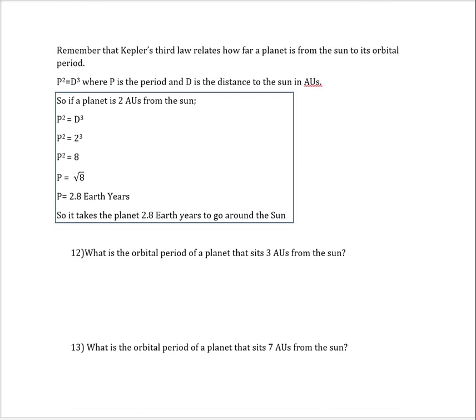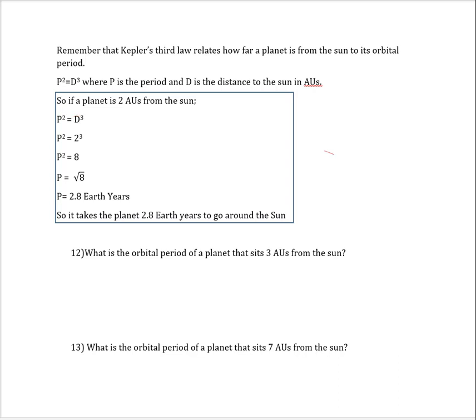So Kepler's third law, remember, relates how far a planet is to the sun to how long it takes it to go around the sun. And that relationship is right here: the period squared equals the distance cubed. I'm going to try to circle things. Cool. That's the relationship right there. And so what we're going to do is plug into that formula.